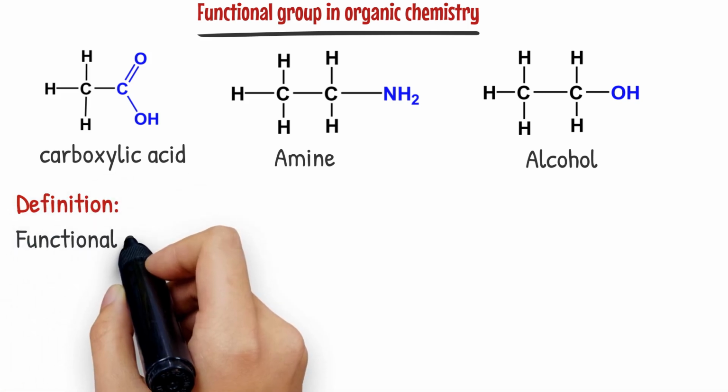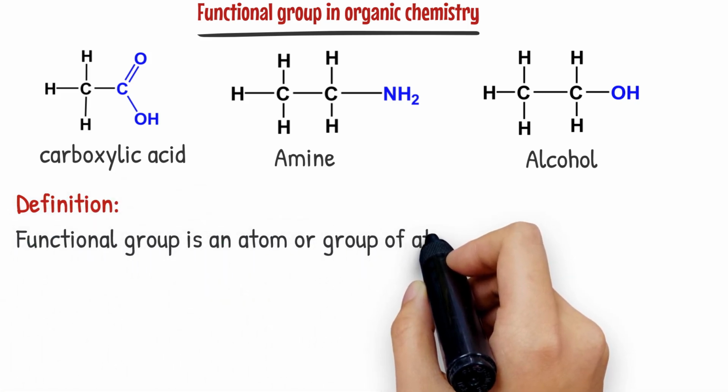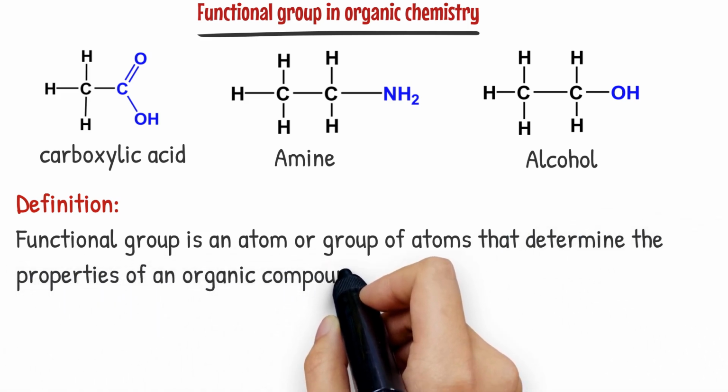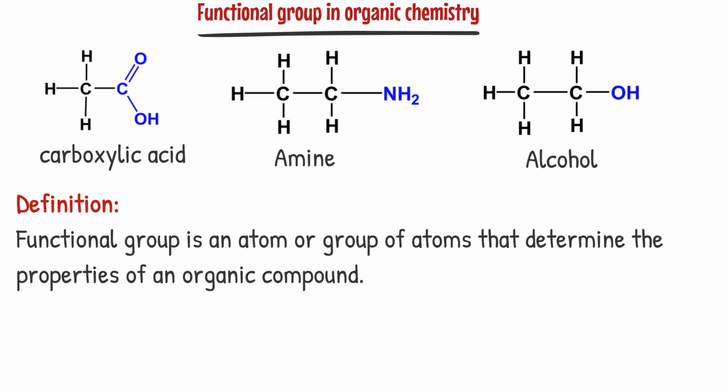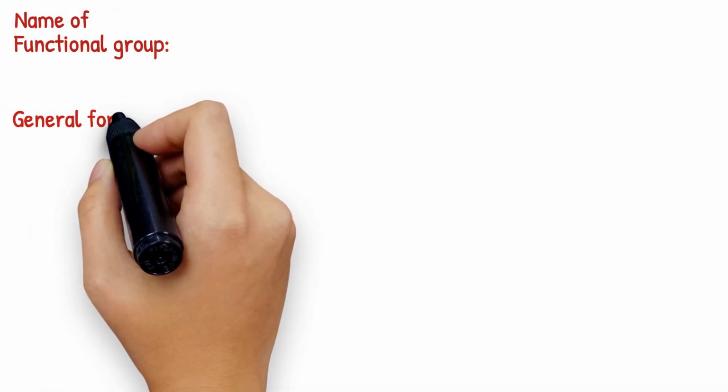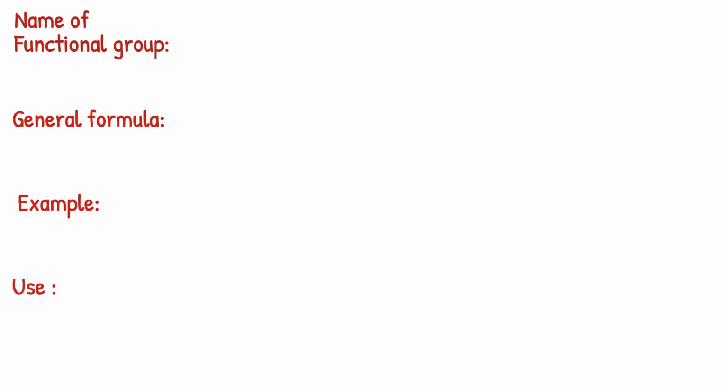Definition of functional group. Functional group is an atom or group of atoms that determine the properties of an organic compound. Listen carefully. Functional group is an atom or group of atoms that determine the properties of an organic compound. We are going to look at the types of functional groups in organic compounds and some of their uses. Name of functional group, general formula, example, and uses.